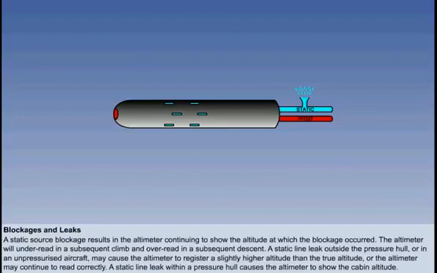If the leak is within the pressurized compartment, the static line will simply sense the cabin altitude. Therefore, the altimeter will indicate cabin altitude. It will be useless until the aircraft is depressurized.